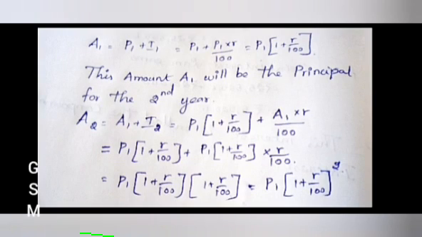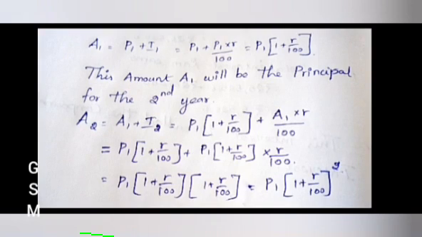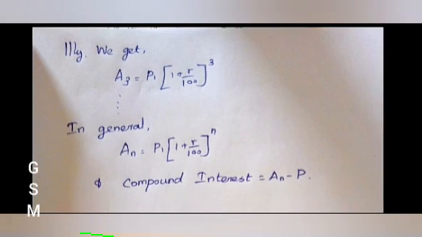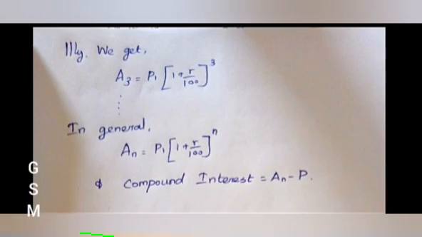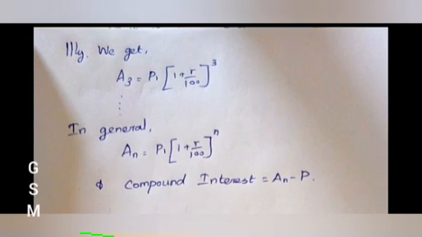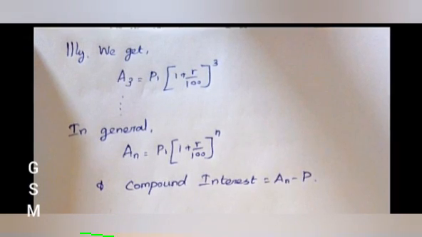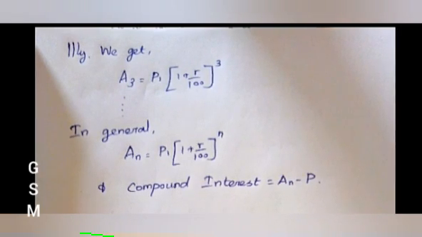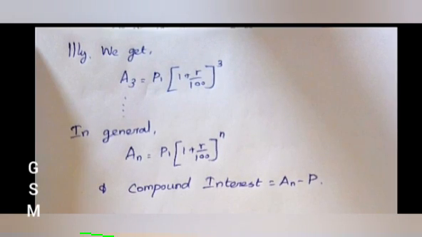And A2 equals A1 plus I2, where I2 is the interest calculated for the second year. Then after substituting and simplification, we get A2 equals P1 into 1 plus R divided by 100, the whole square. Similarly, we get A3 equals P1 into 1 plus R divided by 100, the whole cube. And in general, An equals P1 into 1 plus R divided by 100, the whole power n. An is the total amount we get after n years. And compound interest will be An minus P.